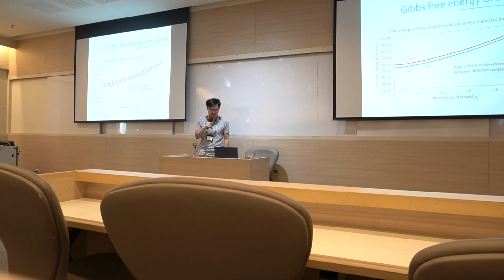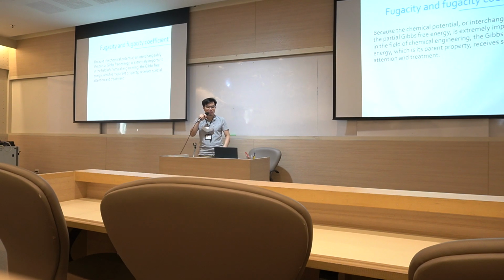So that is why we need a cubic equation of state for this phase equilibrium as well. Because we need to find the residual Gibbs free energy so that we can correct the value from the ideal gas model to the real value. Now, when we start talking about residual Gibbs free energy, we have to talk about fugacity.